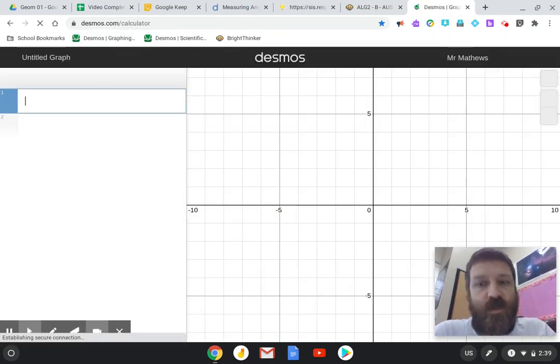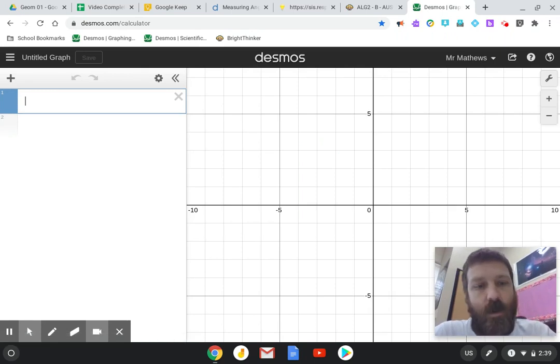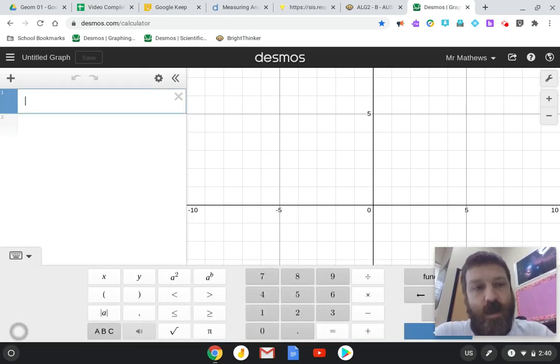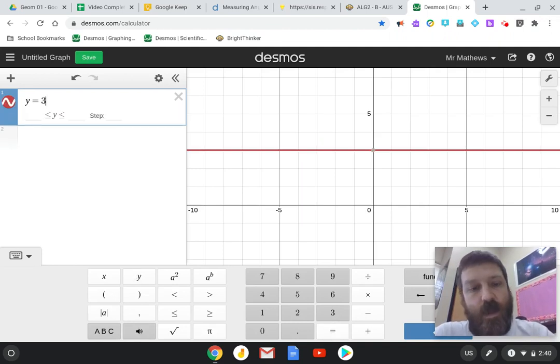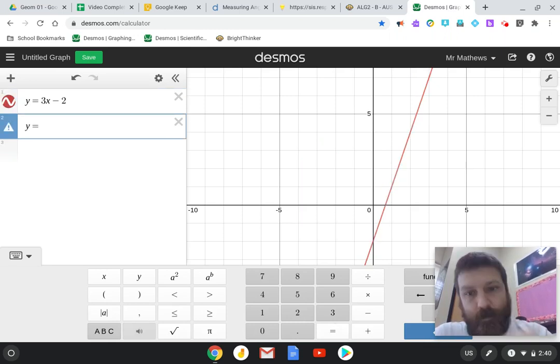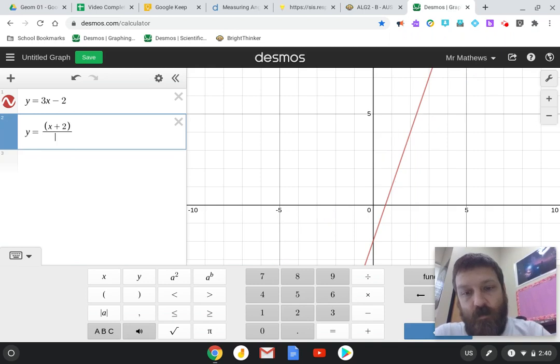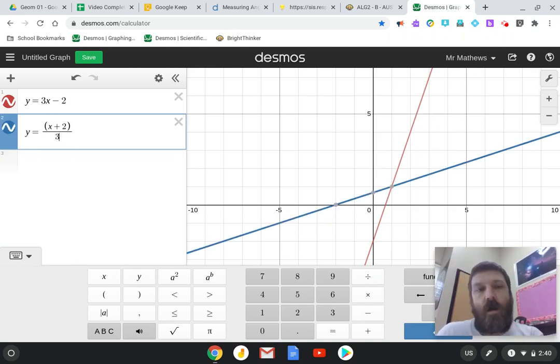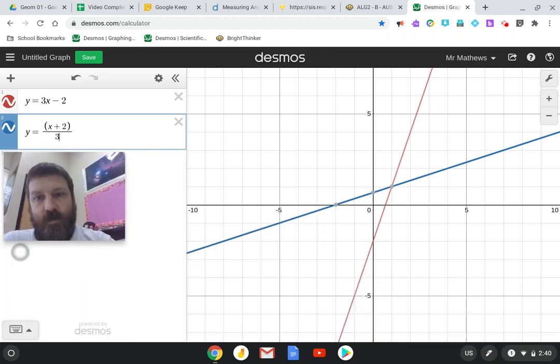So I'm just going to graph two functions that I know are inverses of each other. That's going to be y equals 3x minus 2 and y equals (x plus 2) divided by 3. So these two functions are inverses of one another. I know that because I looked it up earlier. I planned this, obviously. So these are inverses of each other.